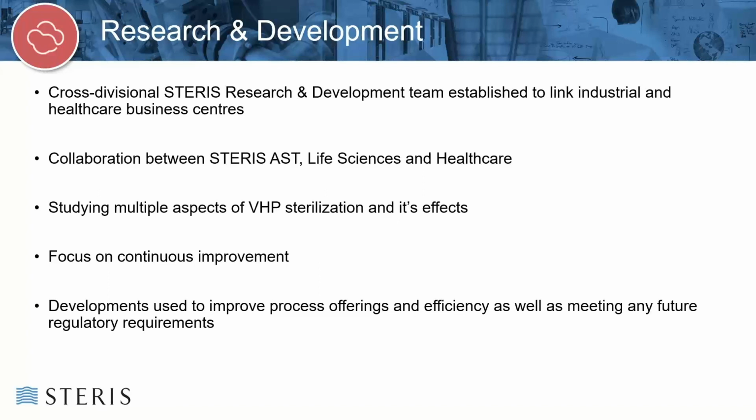So any developments that come out of any three of these divisions are used to improve all of our process offerings and efficiency, as well as making sure that we can meet any future regulatory requirements. So for example, with the new ISO and CEN standards that are in the pipeline, we can be sure that if any new requirements come out of there, we're ready to meet them already.